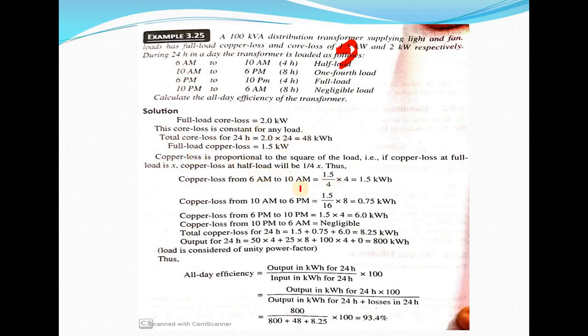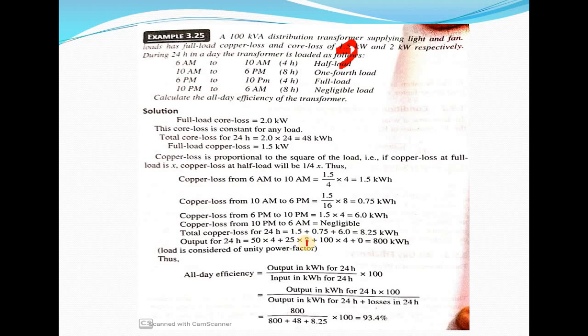So the copper loss from 6 to 10 a.m. is 1/4. Similarly at 1/4 load it is 1/16th, and similarly at full load, which is for 4 hours, 1.4 for 4 hours, so how many kilowatt hours will there be? Now the total copper loss for 24 hours is this much, and the output for 24 hours is this much. This is the output power. If we assume unity power factor, full load is 100, so half load is 50, so 50 into 4, because half load is for 4 hours.